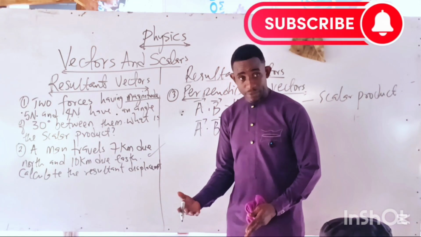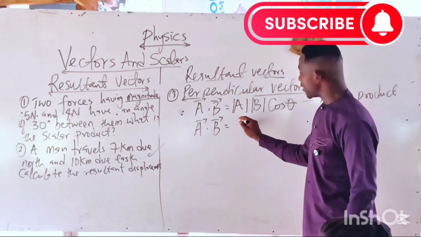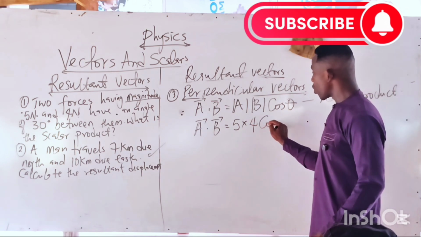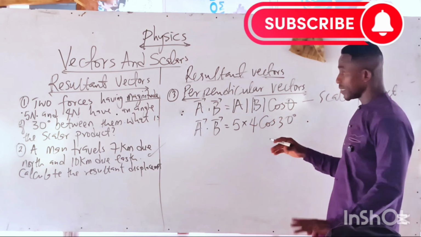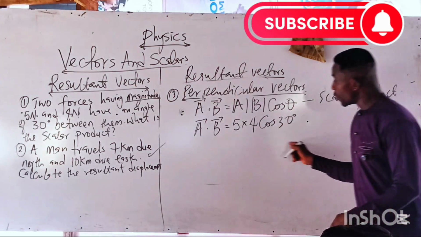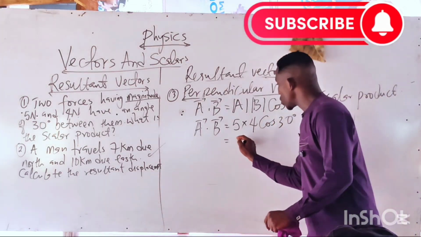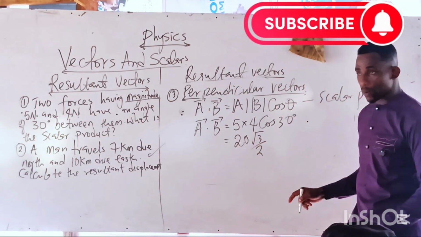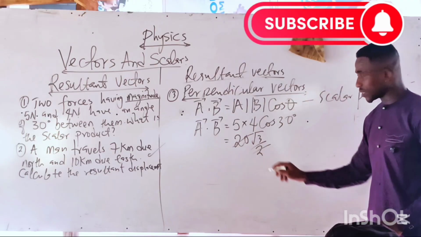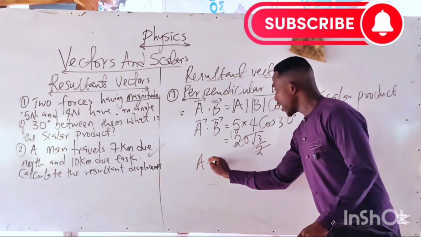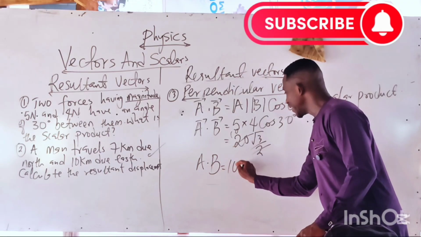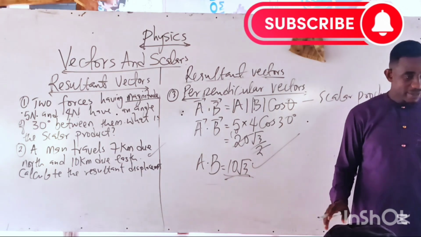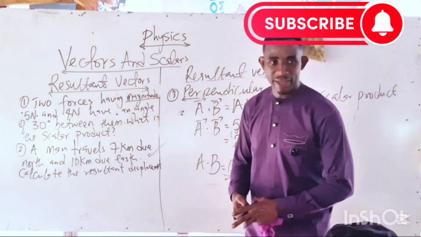Can you solve it on your own now? So magnitude of A is 5 times magnitude of B, which is 4, times cos 30 degrees. So theta is 30 degrees. From here, 5 times 4 is 20, and cos theta is root 3 all over 2. 20 divided by 2 is 10. So our A dot B is equal to 10 root 3. Do you get it now? You got it? Correct. So that is very, very correct.